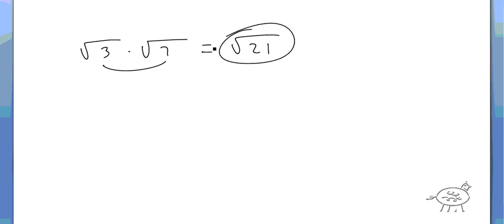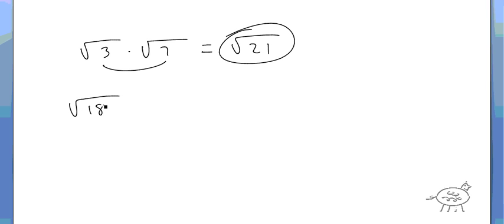All right, not too bad. Square root of 3 times square root of 7. Okay, well, that's just 3 times 7. You can't do anything with it, so you're literally going to multiply these two together, and you get the square root of 21. Okay?